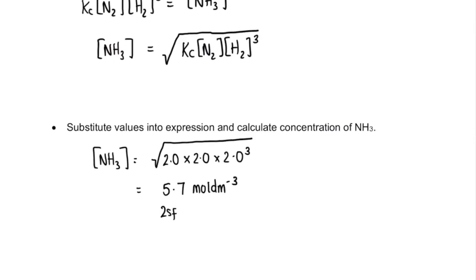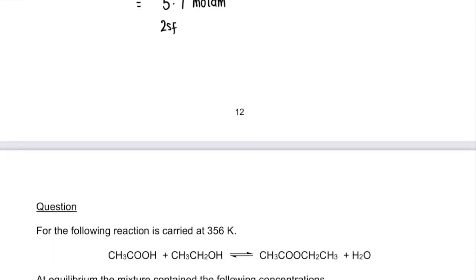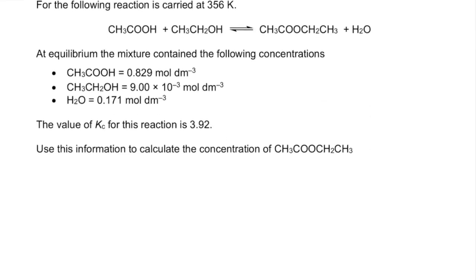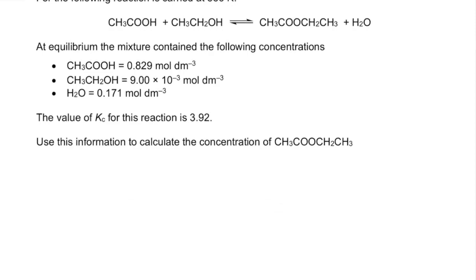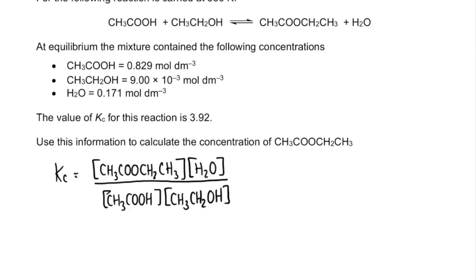So what you need to do now is just have a look at this second example, pause the video and see if you can rearrange it to find the concentration it's asking for. The first step is to write the expression for Kc, and then identify what it is you're trying to find. So we need to find this one. Now that's here, so I need to keep that one on the top. I need to move everything else away from it. So I need to rearrange my expression.